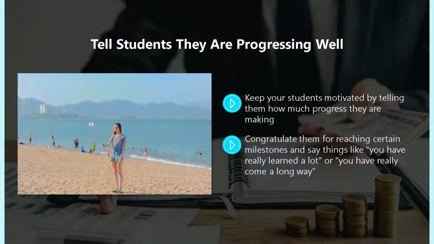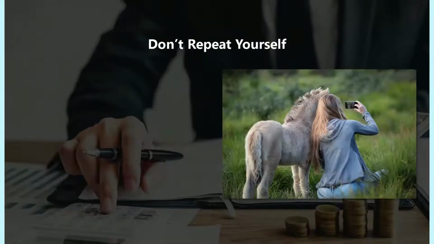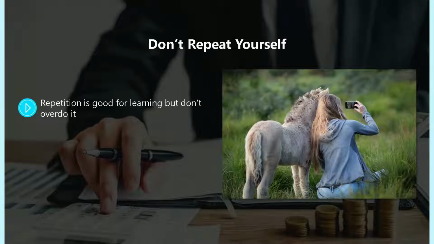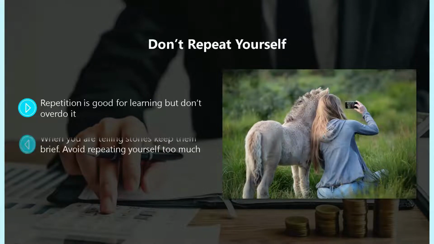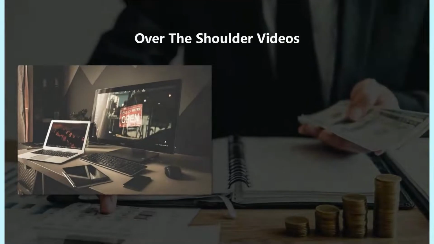Congratulate them for reaching certain milestones and say things like, "You've really learned a lot," or "You have really come a long way." Don't repeat yourself. Repetition is good for learning, but don't overdo it. Write a list of pointers or prompts to remind you what to say during your on-camera sessions. When you are telling stories, keep them brief. Avoid repeating yourself too much.